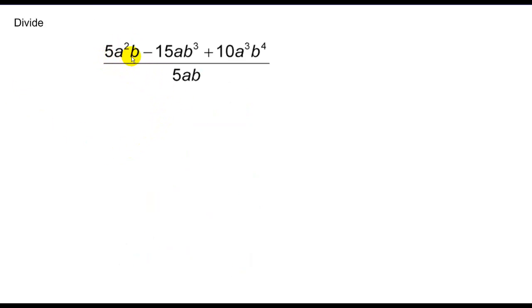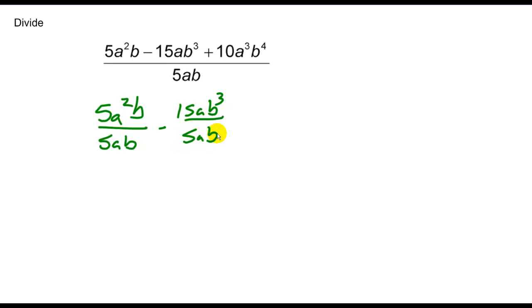Second term, same type of example. Break it up into three separate fractions. So I have minus 15ab cubed over 5ab plus 10a cubed b to the fourth over 5ab, and reduce each one of these, noting that the exponents on the ab term in the denominator are both 1.